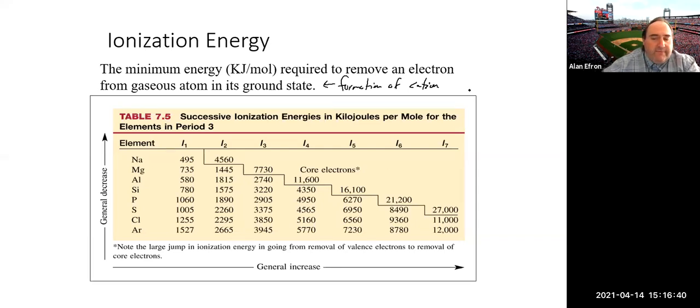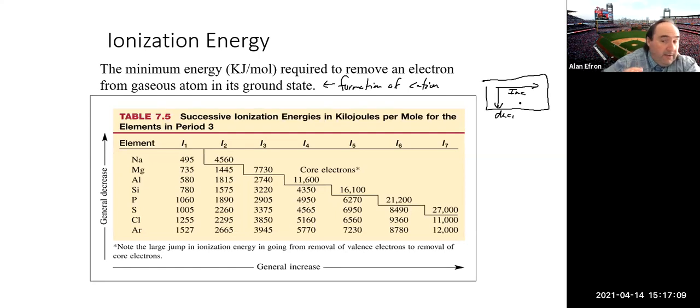The general trend for ionization energy on the periodic table is that as you go to the right, it increases. As you go down, it decreases. That makes sense if you think about the right side of the periodic table, those are our nonmetals. Those are guys that typically will accept and gain electrons, so it takes a lot of energy to remove an electron. It usually doesn't happen.